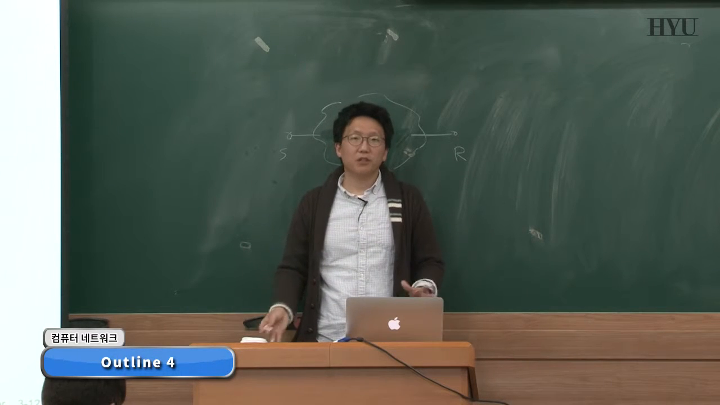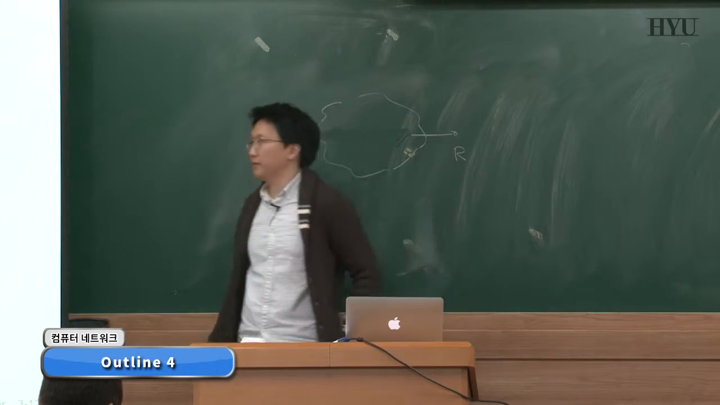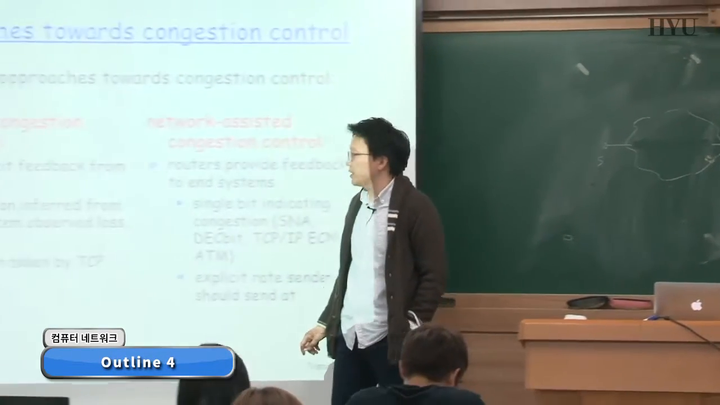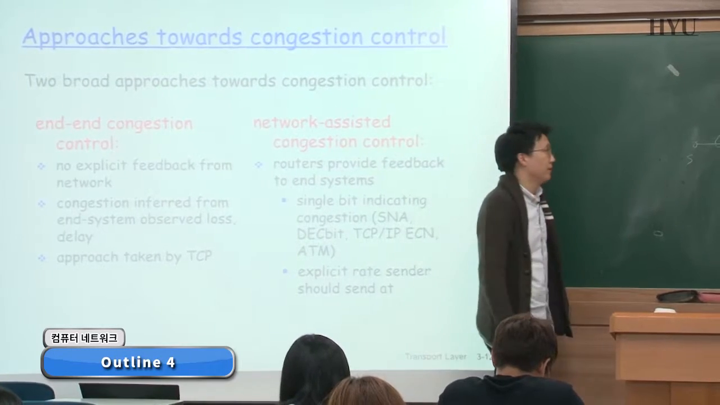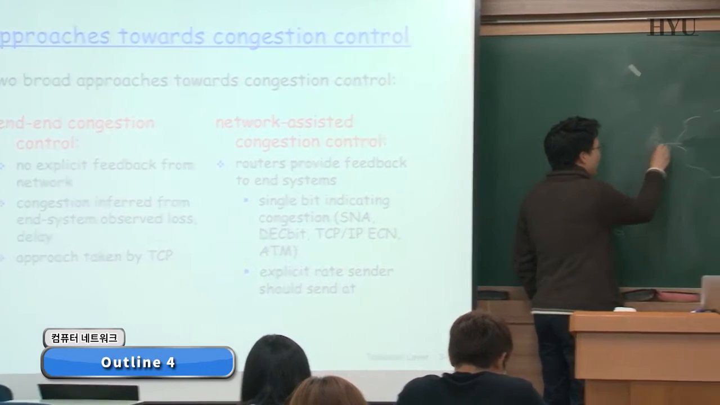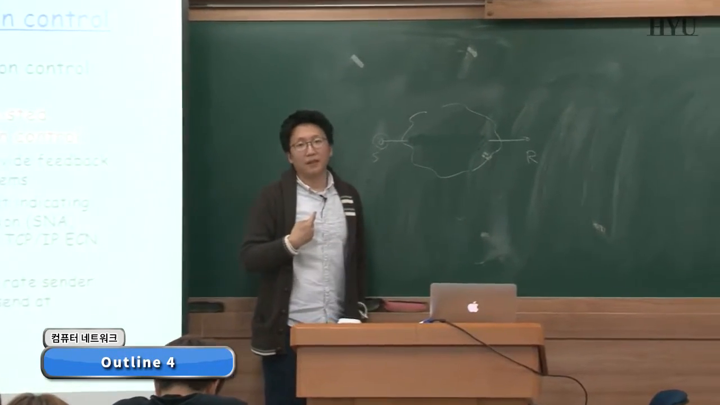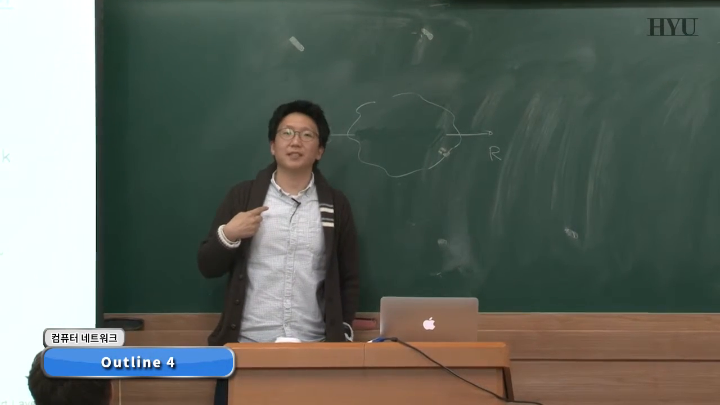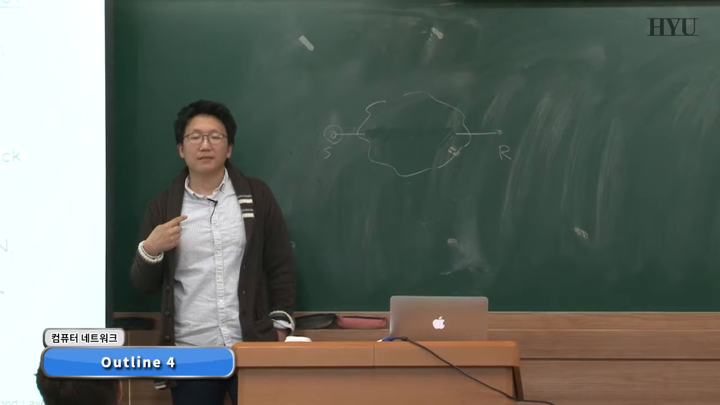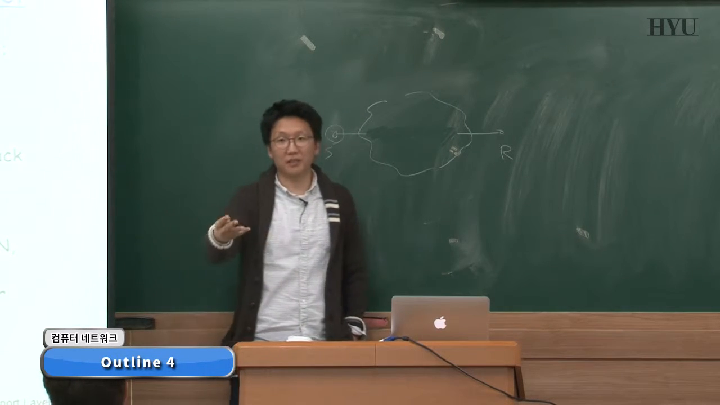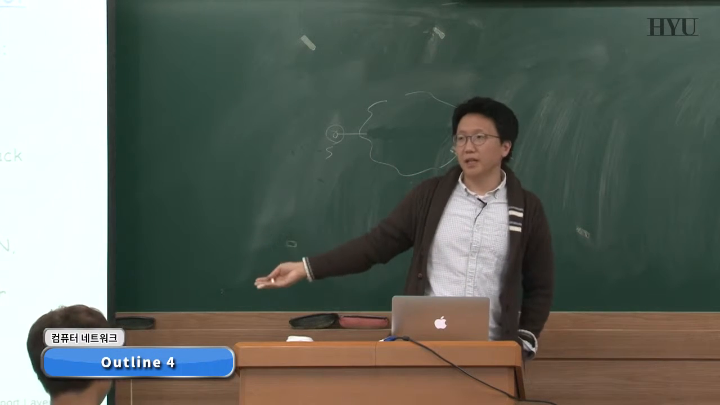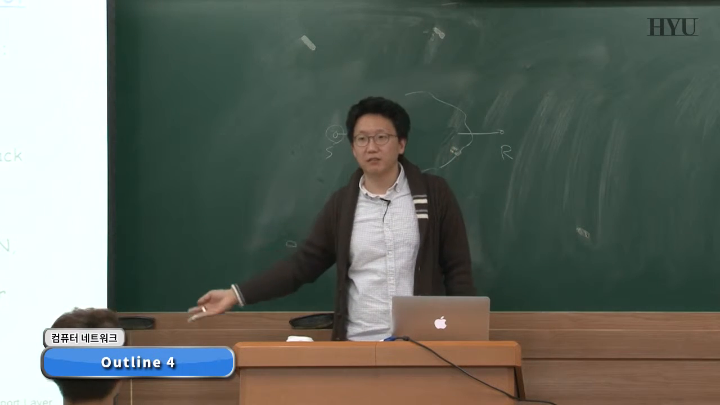So no one here to ask. No explicit feedback from the network. Congestion is inferred from the end system's observation of loss and delays. So I'm going to just rely on my own system. If I'm sending a packet, I can measure my own RTT, right? We discussed measuring RTT, and using that value to set the right timeout values, right?